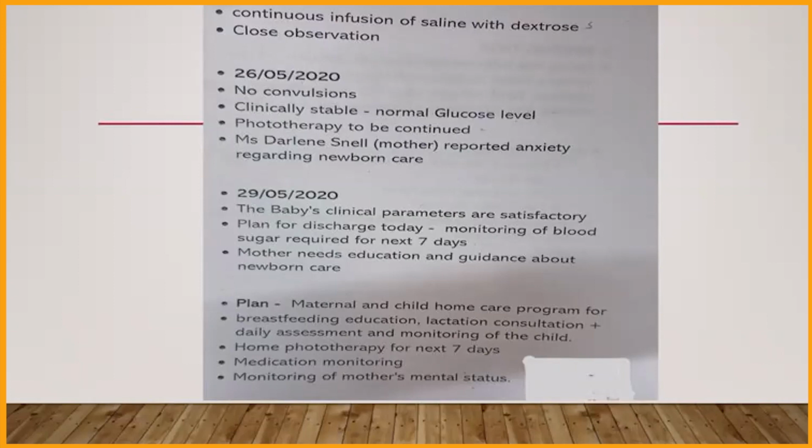Okay, thank you. So on 26, there is nothing remarkable here. No convulsions. If there are no convulsions, you don't have to say that there are no convulsions. You just have to omit that. You don't have to write it. It is not important. Clinically stable, normal glucose level. Again, the parameters are fine, so you don't have to mention them again. Phototherapy to be continued. Of course, we need to write that. That is important, because it has already been there for 3 days, and is to be continued. And the mother reported anxiety regarding newborn care.